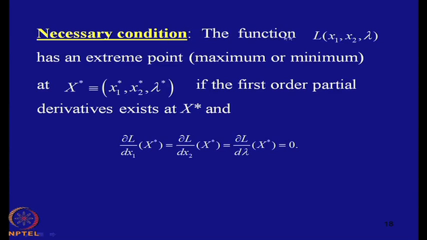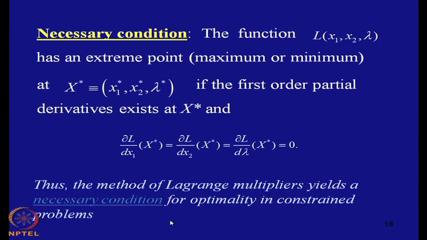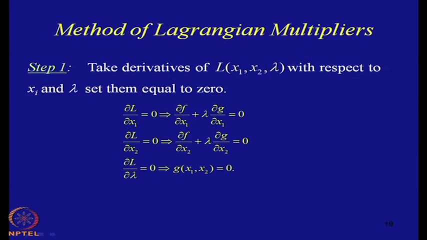Thus, the necessary condition can be framed in this way. The Lagrange function L, which involves three decision variables x1, x2, lambda, has an extreme point, that is maximum or minimum, at x star, that is x1 star, x2 star, lambda star, if the first order partial derivatives exist, and at the optimal point all are equal to 0. And this gives us the possible extreme points for a given nonlinear optimization problem with equality constraint.